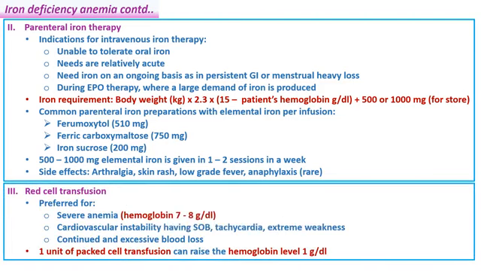Next is red blood cell transfusion. Indications: severe anemia when hemoglobin is 7 to 8 gram per deciliter, cardiovascular instability with shortness of breath, tachycardia, extreme weakness, continued and excessive blood loss. 1 unit of packed cell transfusion can raise hemoglobin by 1 gram per deciliter.